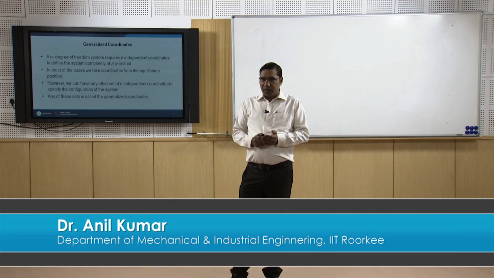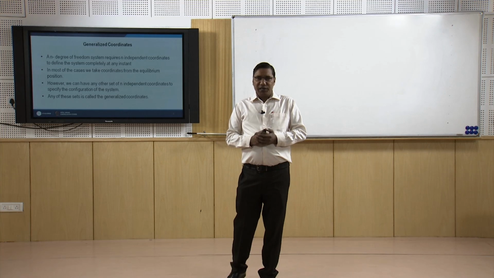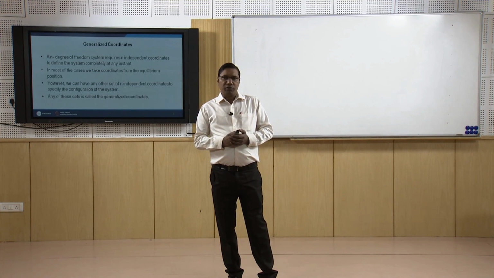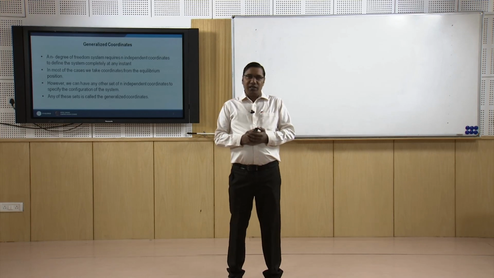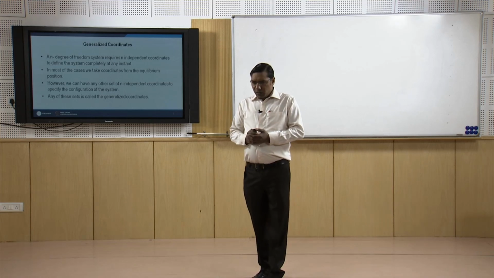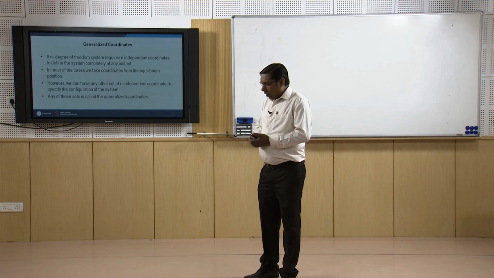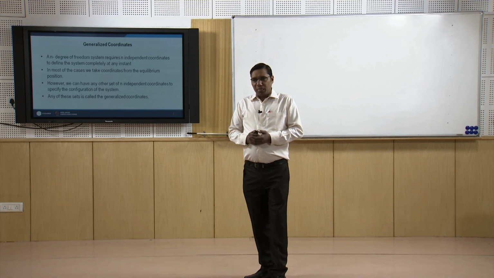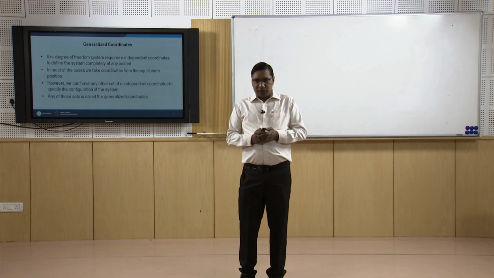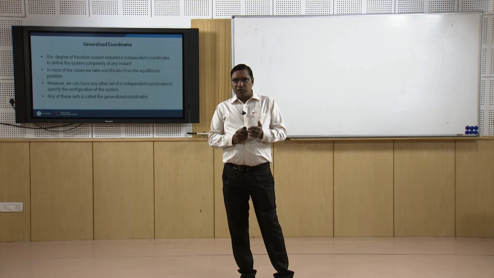So as we know, we have defined the degree of freedom. An n degree of freedom system, if it is a multi-degree of freedom system, needs n independent coordinates to represent its configuration at any instant. Generally, we take these coordinates from the equilibrium position. For example, we take from the center of mass.